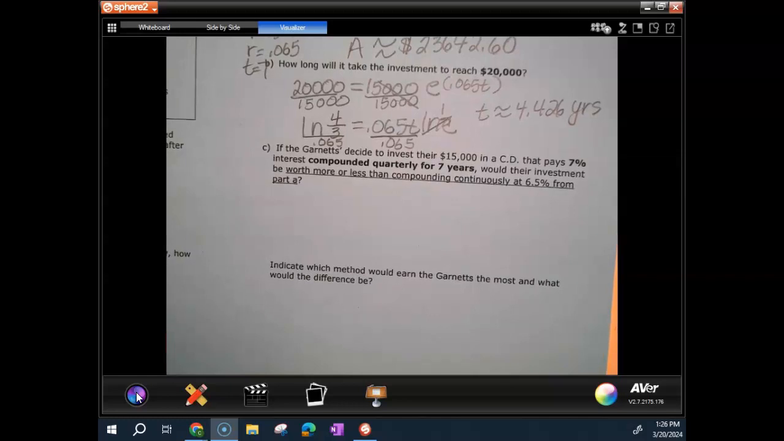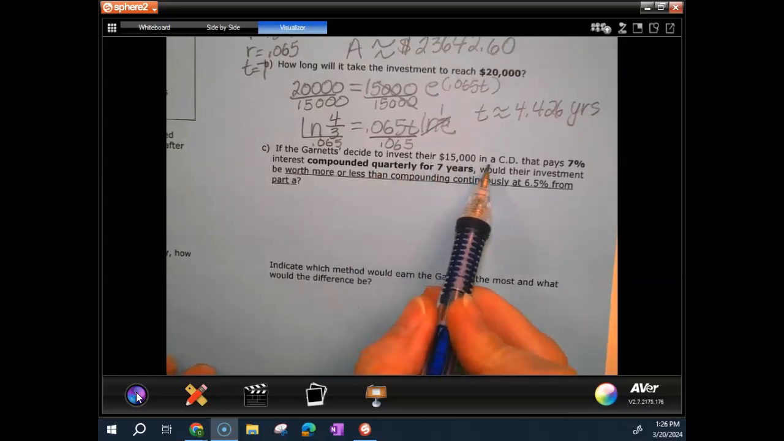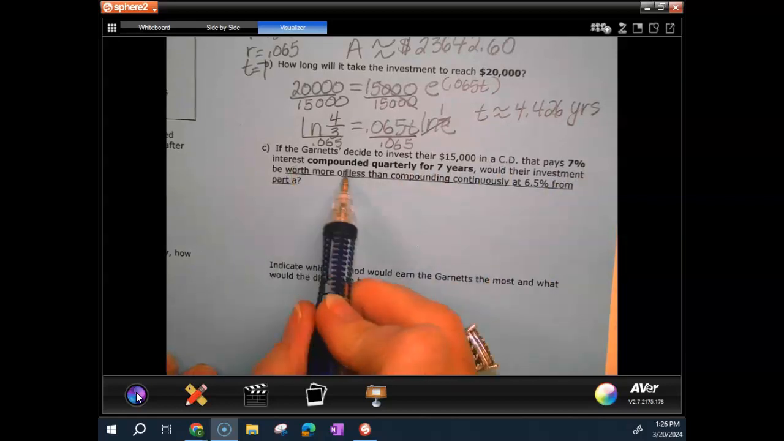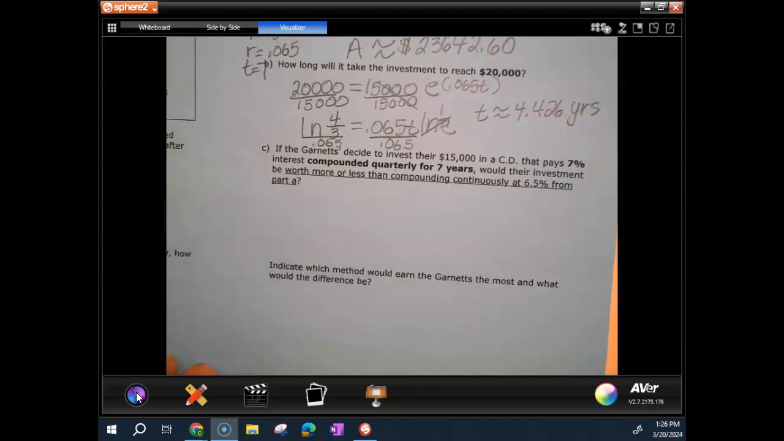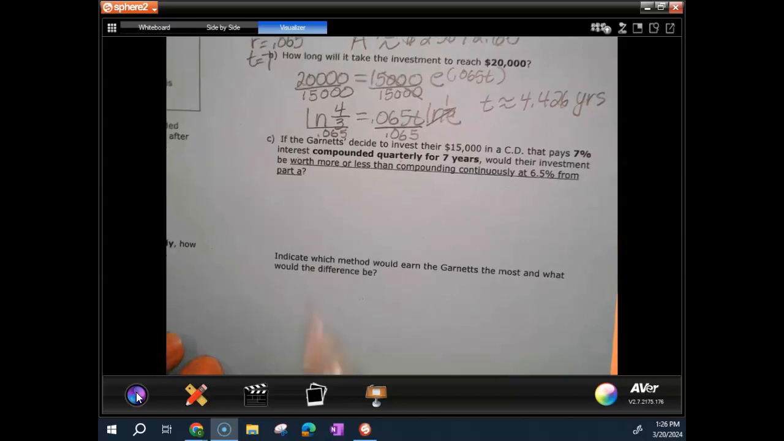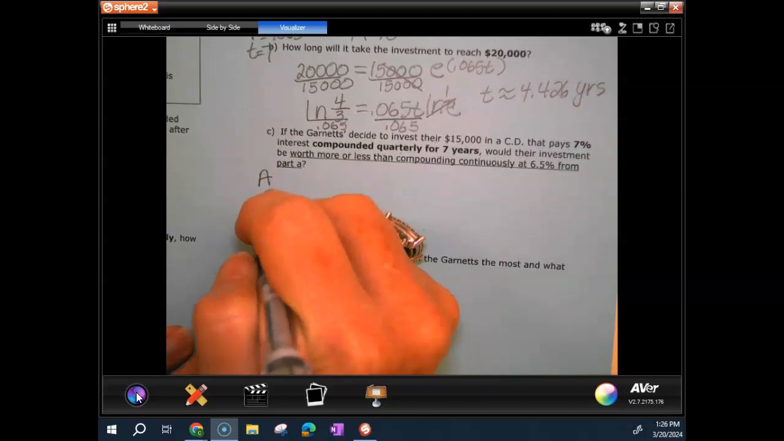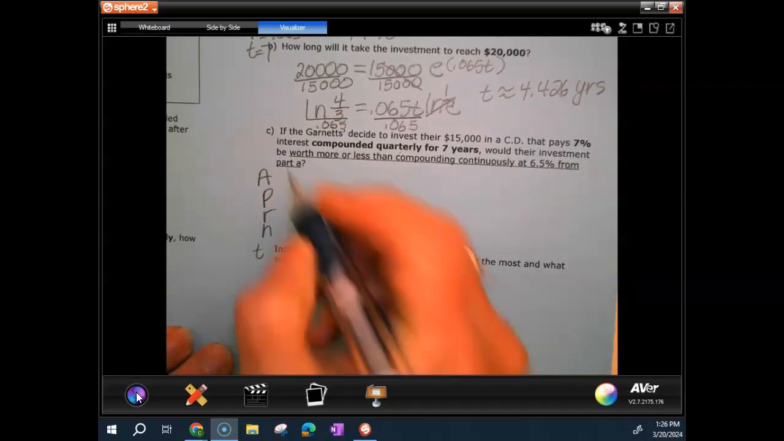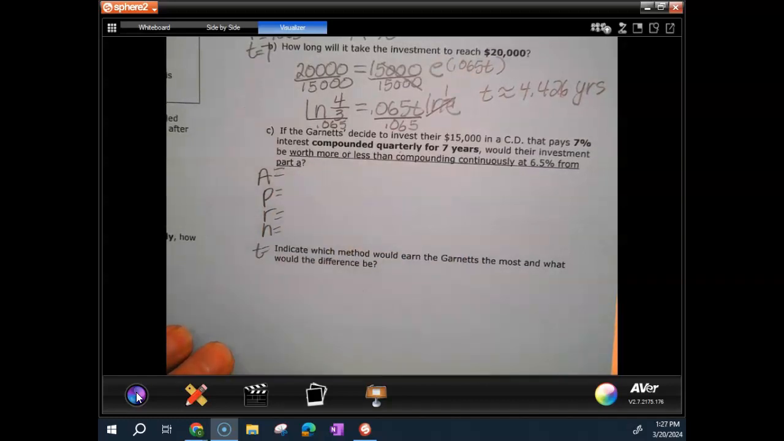So for C, it says, if the Garretts decide to invest $15,000 in a CD that pays 7% interest compounded quarterly. So this time, am I going to use the PERT or the 1 plus? I'm going to use the 1 plus. So I need A, I need P, I need R, N, and T. A is what I'm looking for.